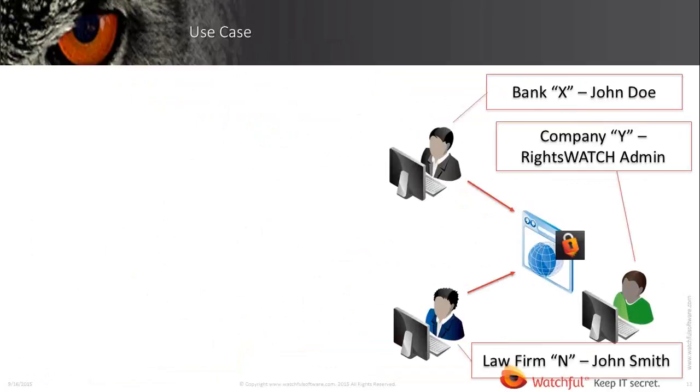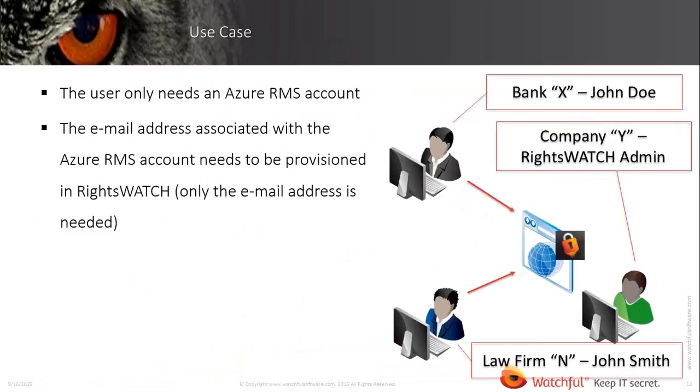The last slide that I have to show you, even before we go to the 5 minutes of Q&A session dedicated to this, is really to emphasize the requirements for this to happen. The only thing that both Johns need to have, as I've said, is an Azure RMS account. And by the way, there are corporate versions of that Azure RMS account, and there are free versions of it to start with. The only thing needed is to associate the email address that was used to register and create the Azure RMS account, and for that email address to be provisioned in RightsWATCH.